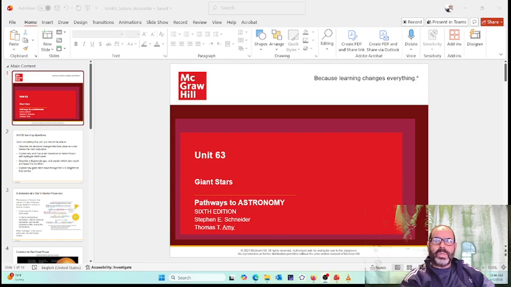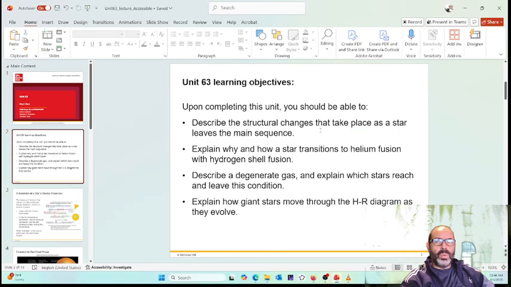In this unit, we're going to talk about giant stars, depending on where they come from. It doesn't matter which way they come from, whether being low mass or high mass, okay? So we're going to describe the structural changes that take place as a star leaves the main sequence, and then explain how a star transitions to helium fusion with hydrogen shell fusion.